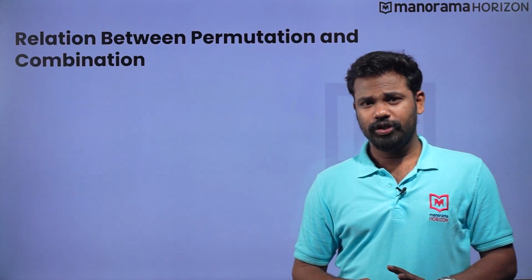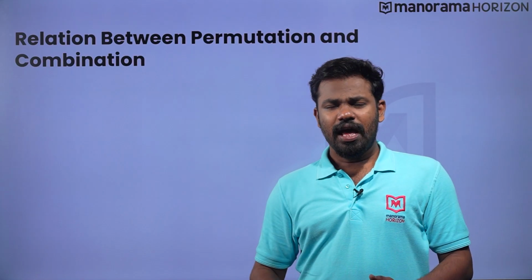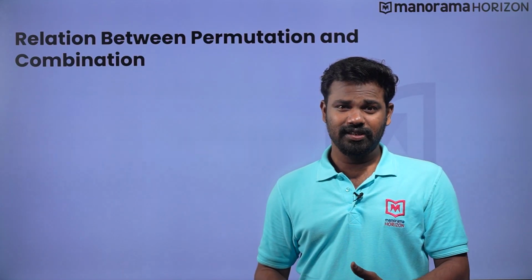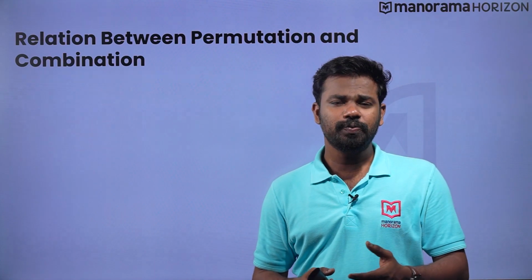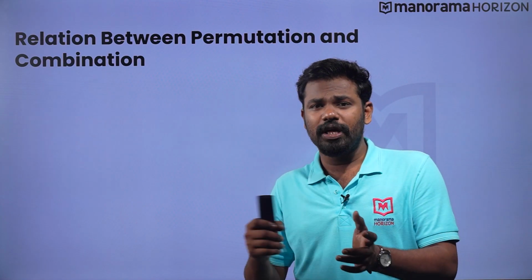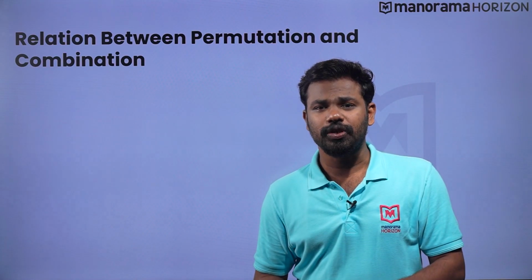We studied permutation, which is nothing but arrangement. So you arrange things. And what is combination? You select things. So remember the words arrangement and selection when it comes to permutation and combination. Now, there is always a relation between these two. What will be the relation between permutation and combination? That is, what is the relation between arrangement and selection?